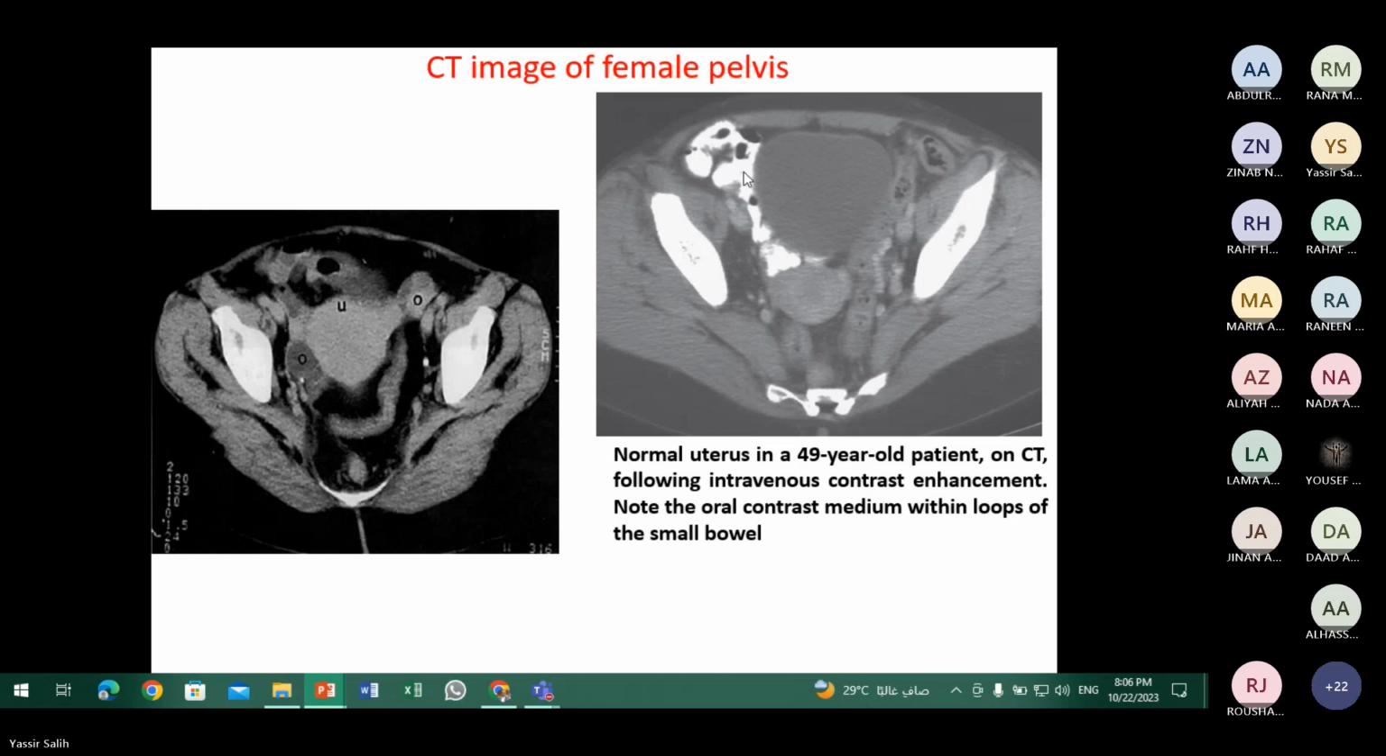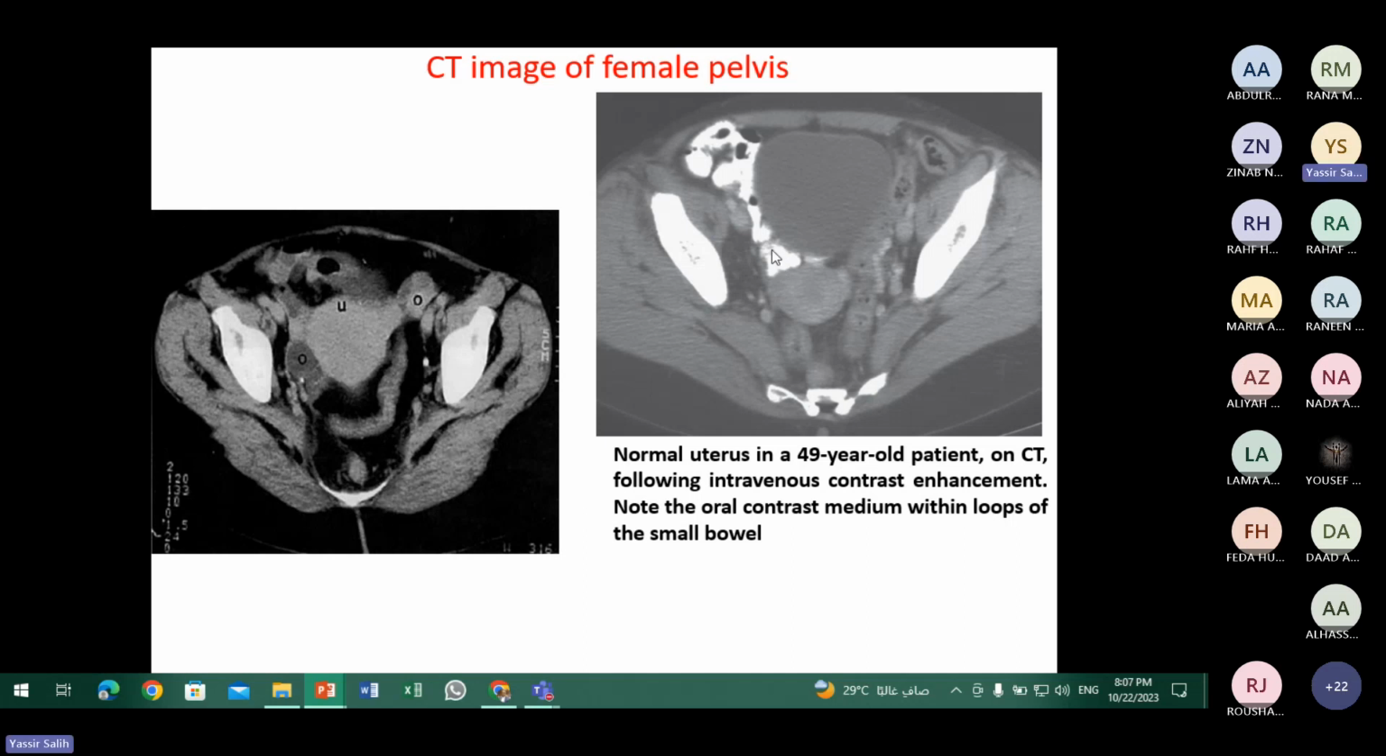Why fallopian tube? What is in this structure? Contrast. So what is this? This is the bowel loops. Bowel. This patient received which type of contrast, IV or oral? Oral. Therefore it is very important to tell the patient to take oral contrast.